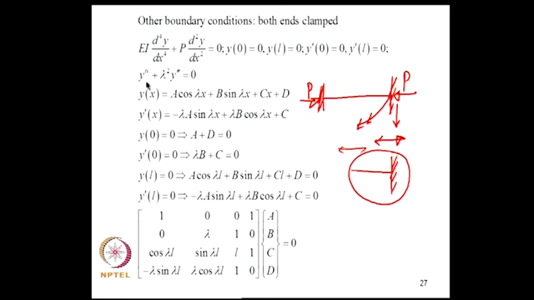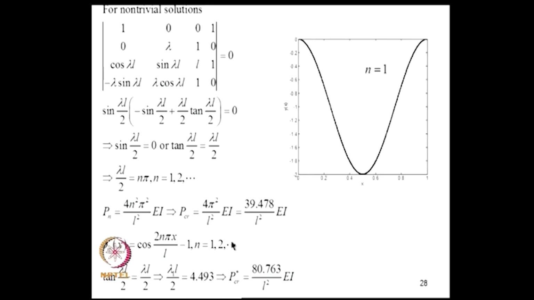So, again I divide by EI, I get this equation, and the solution, this is a fourth order equation, there will be 4 integration constants: a cos lambda x plus b sin lambda x plus cx plus d is the complementary function. Now, the boundary conditions are in terms of y and y prime. So, y prime is given by this, and there are 4 constants and 4 boundary conditions. The moment we impose those 4 conditions, we get 4 equations, and those 4 equations can be written in this form. So, for non-trivial solutions, the inverse of this matrix must not exist, and for that the determinant of this matrix must be equal to 0, and this is a characteristic equation which governs lambda, which is the axial load parameter.